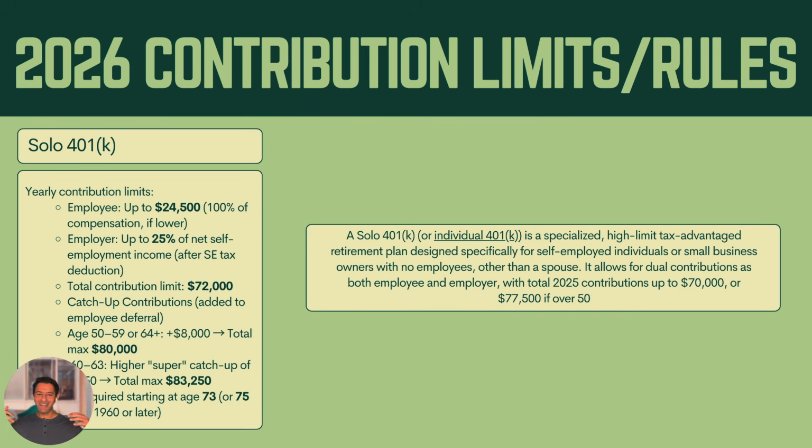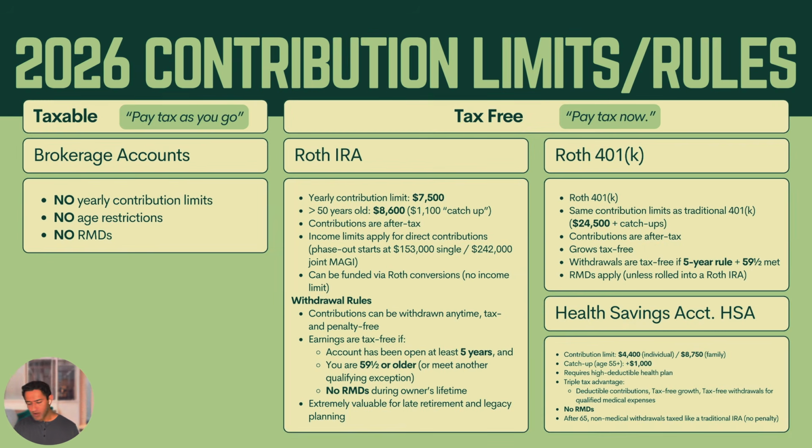The brokerage account, like I said, is the most flexible account. There are no contribution limits, there's no age restrictions, and there's no RMDs. It's just you put money into the account and you can pretty much buy whatever your heart desires.